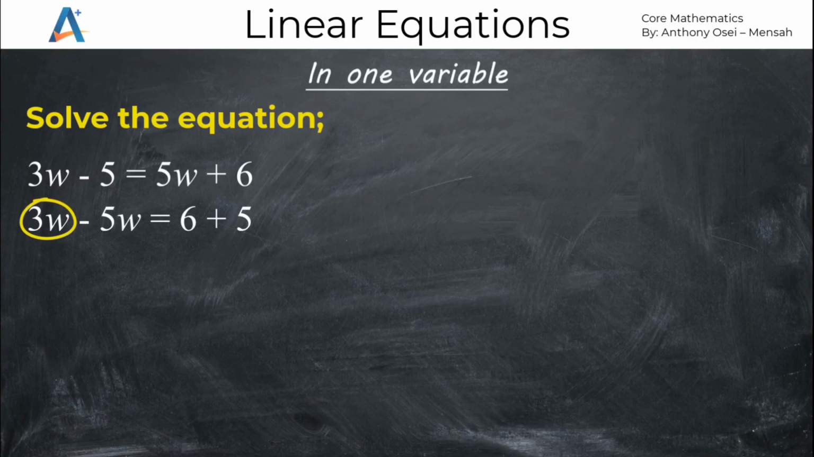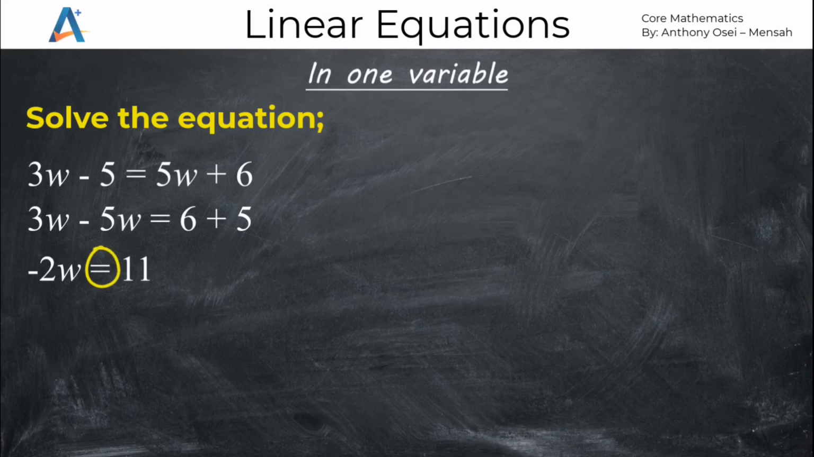Now 3w minus 5w will give me minus 2w. So you can take your time and analyze it well. 3 minus 5 is minus 2, so it is w. So that is why I have still w in place. Now equal to 6 plus 5 becomes 11. Now I would have to make w the subject by dividing both sides by negative 2.